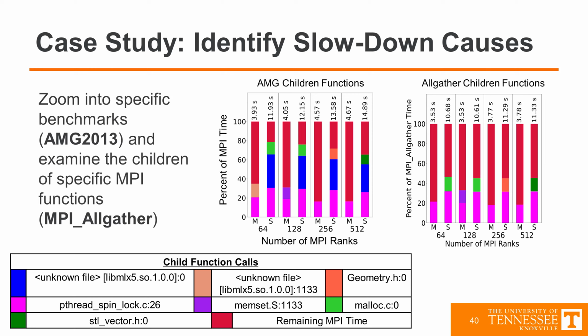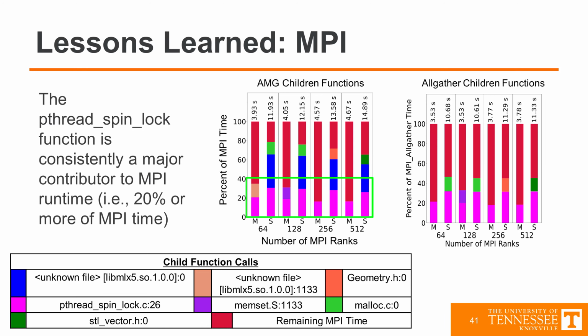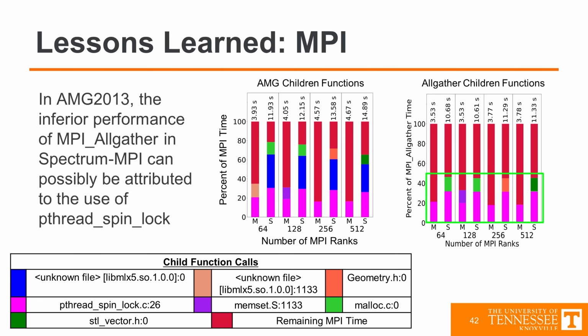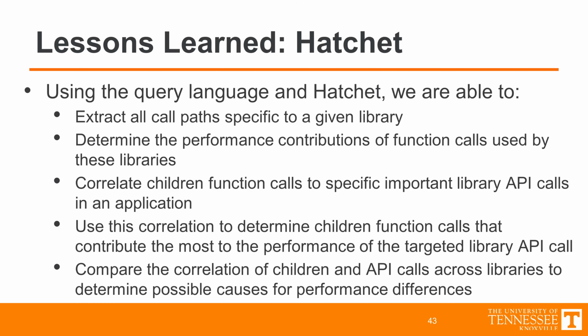From this analysis, there are two main conclusions that can be derived. First, as shown in the left figure, the most consistent contributor to the MPI time for both libraries was pthread spinlock. Second, as shown in the right figure, the inferior performance of MPI allgather in Spectrum MPI can possibly be attributed to the use of pthread spinlock, due to Spectrum using this function roughly 10% more than MVAPICH. Additionally, this case study illustrates the following new analysis capabilities that my query language has enabled in Hatchet.